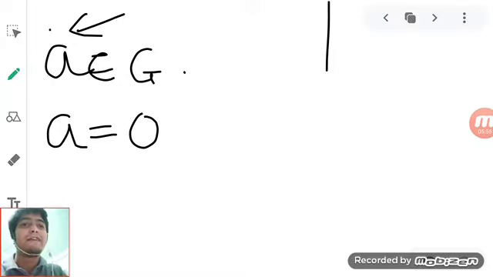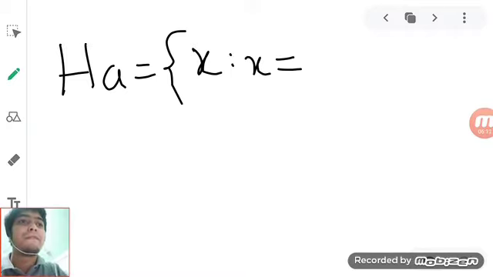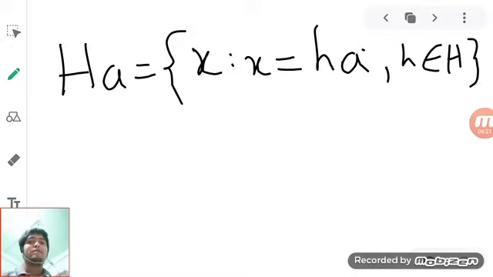Okay, I am taking A equals 0, but similarly you can take A equal 1, A equal 2, and so on. Now we will form the right coset. The right coset is given by HA, the set of x such that x equals h a, where h belongs to the subgroup H.